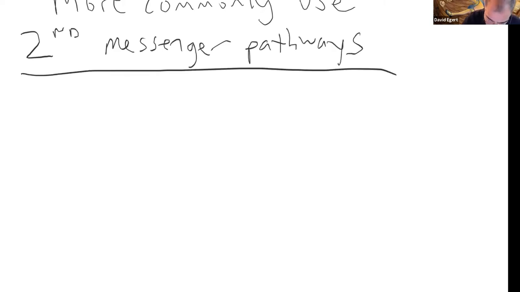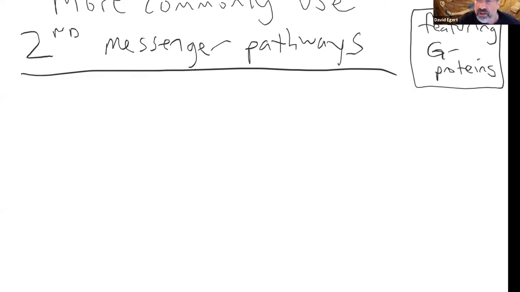But we're going to talk about now some more common ones, what we call second messenger pathways, typically featuring what are called G proteins. G proteins get their name because they bind GTP. They're special membrane proteins that are associated with receptors. We'll see them in much more detail in just a few moments. Second messenger pathways.